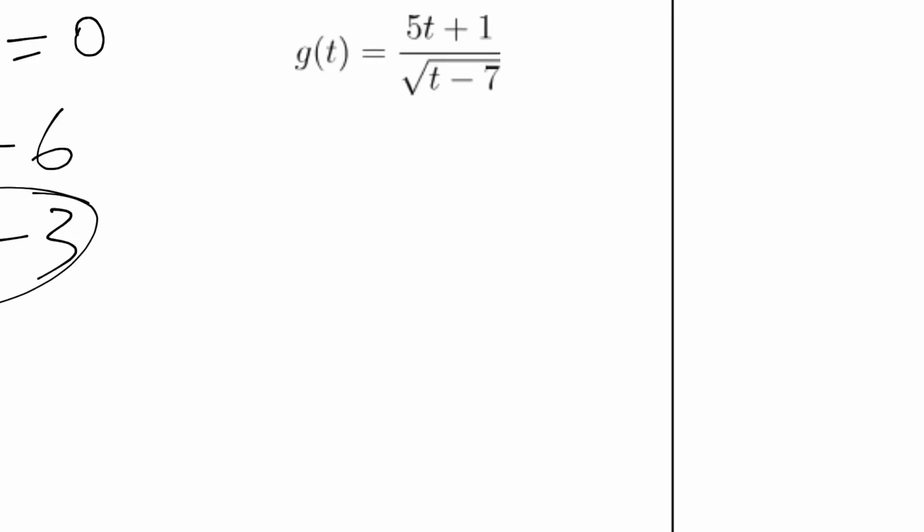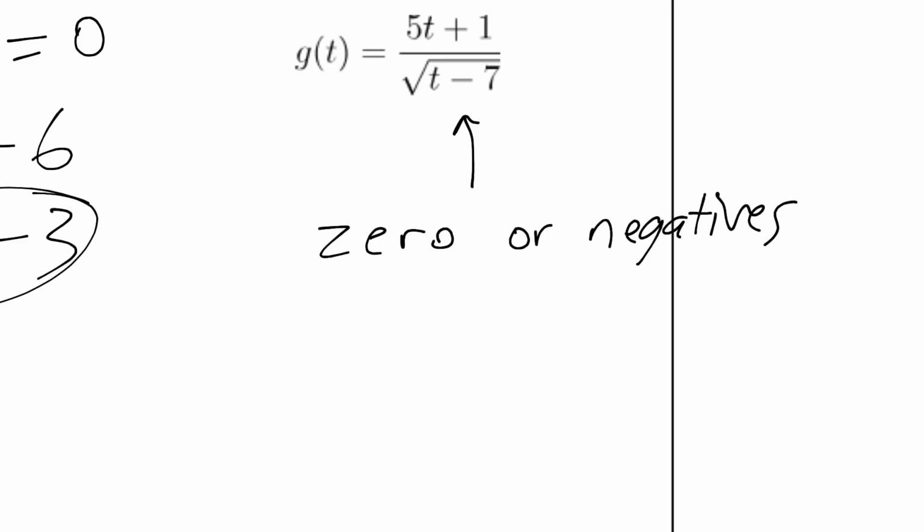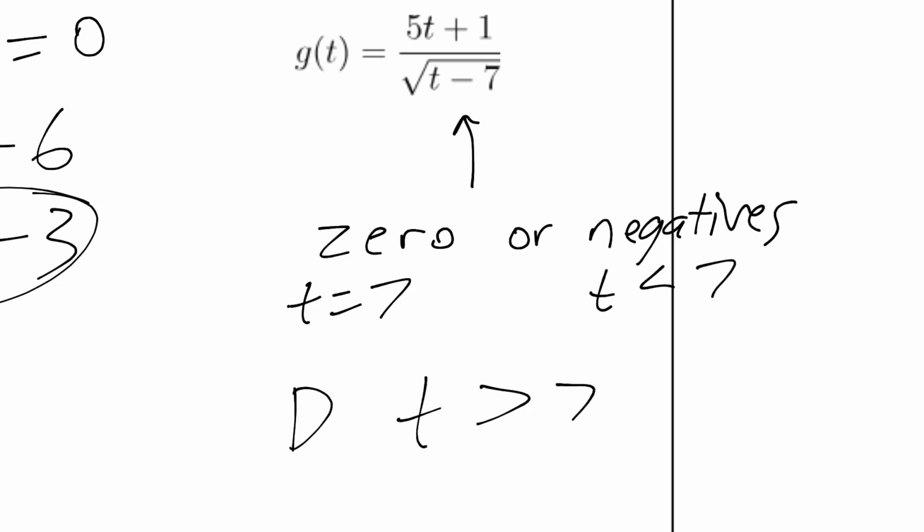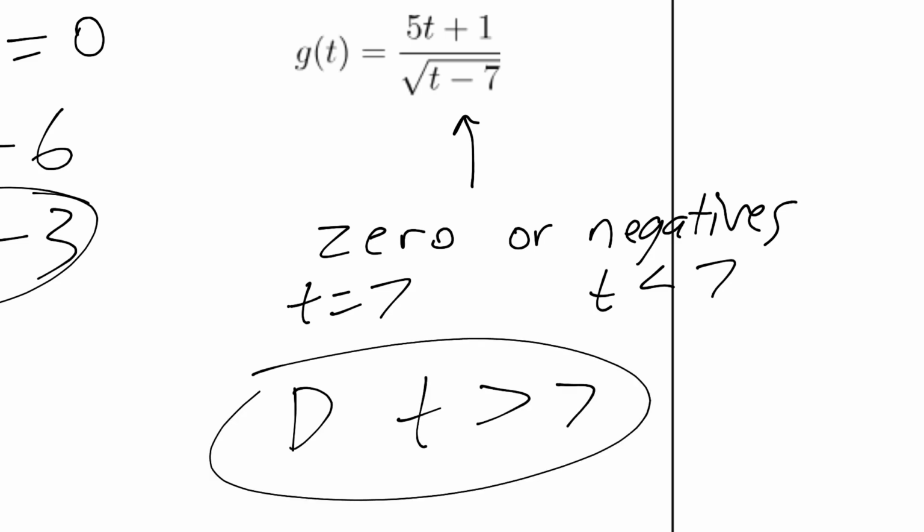For this next one, the restriction is in the denominator, we can't have something that is 0 and we can't have negatives. So 0 or negatives would be wrong because you can't divide by 0 and then you can't take the square root of a negative. So the 0 part would be when t is equal to 7, and the negatives part would be when t is less than 7. So the solution here, the domain, is going to be whenever t is greater than 7. All other values would work for this function.